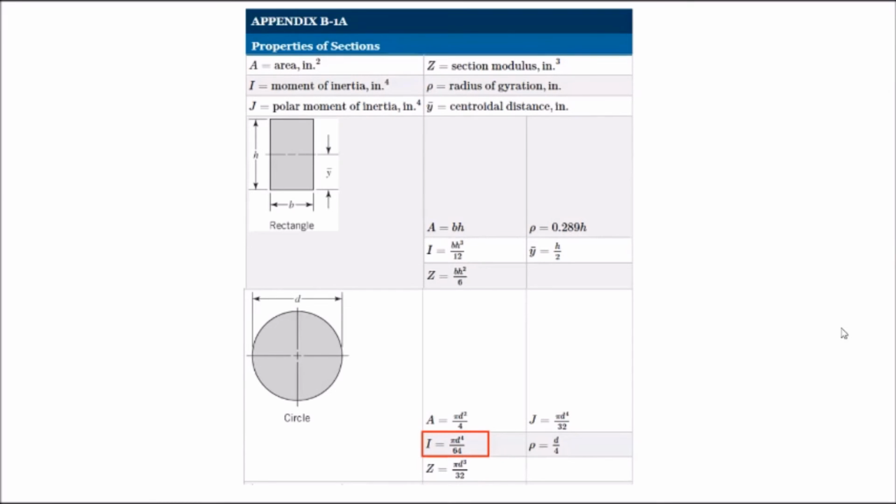So now we want to head to Appendix B1A to figure out our relationship for this moment of inertia related back to our shaft diameter. So we go here for our properties of sections, go down to the shape of our shaft here, which is a circle here with diameter d. Come over here to the right for our moment of inertia. Our I is equal to pi d to the 4th over 64. So we'll use this relationship to back out our diameter of the shaft.